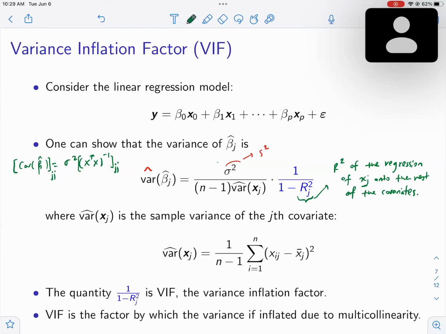The reason you get large variances is not because of the noise level. The noise level of the problem is sigma squared, which could be the same. But because you included a variable in the model that correlates with this one, it inflates the variance of beta. So it's a factor completely determined by the X matrix, not the noise level. The noise from epsilon just appears here. This is completely determined by the multicollinearity.